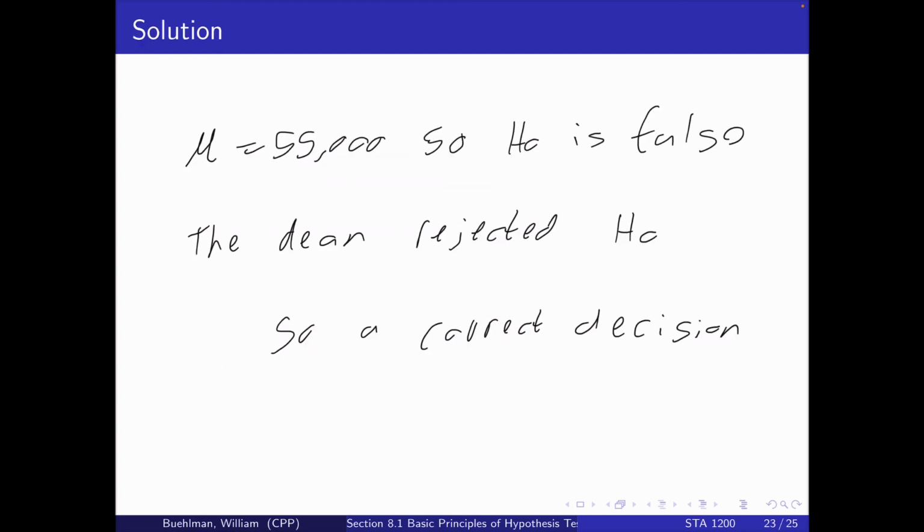We have that the true mean is $55,000. So H naught is false. The dean rejected H naught in their hypothesis test, so the dean made a correct decision because they rejected the null hypothesis when the null hypothesis was false.